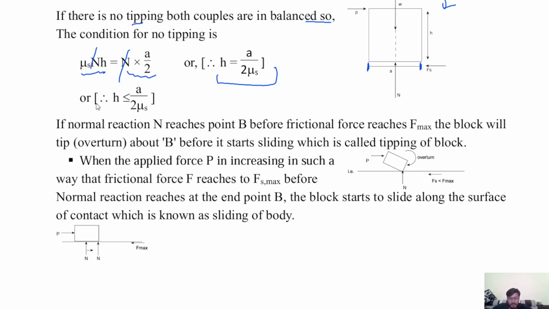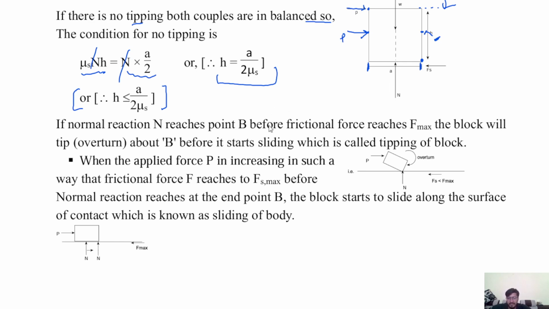Hence when h is less than or equal to a by 2 mu s, there is no tipping of this object. So h is the distance from the base to the point of application of applied force. That means the height of the object, or if we apply this force from the middle, then h is the distance from the base to this middle.